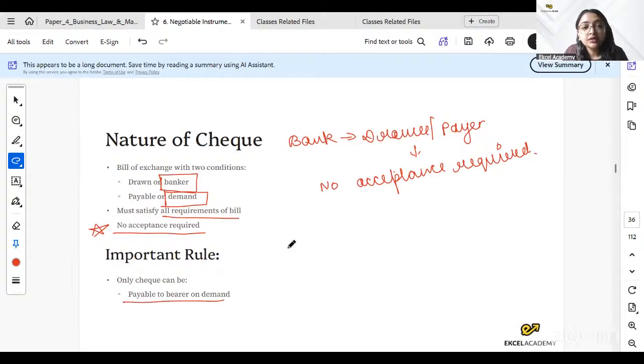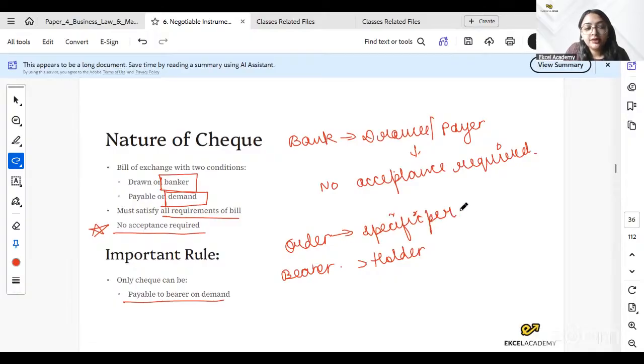Okay, who is the bearer? We understood two things: we had order and we had bearer. Bearer is basically the holder, correct? Bearer is basically the holder, and order is when there is a specific person involved.